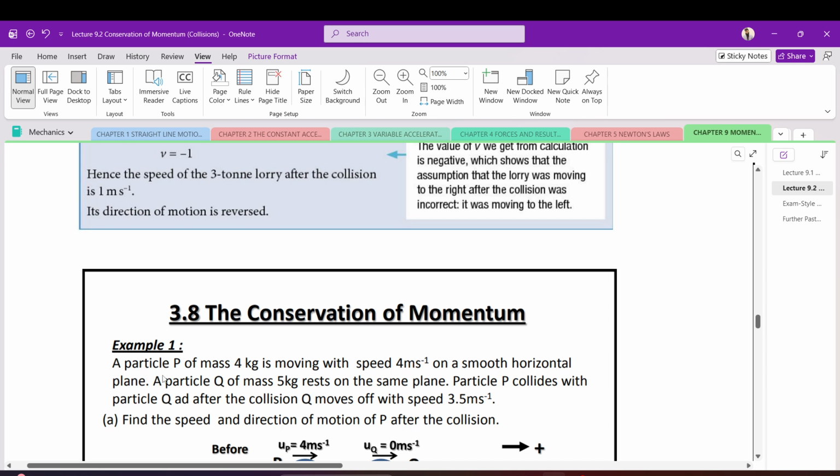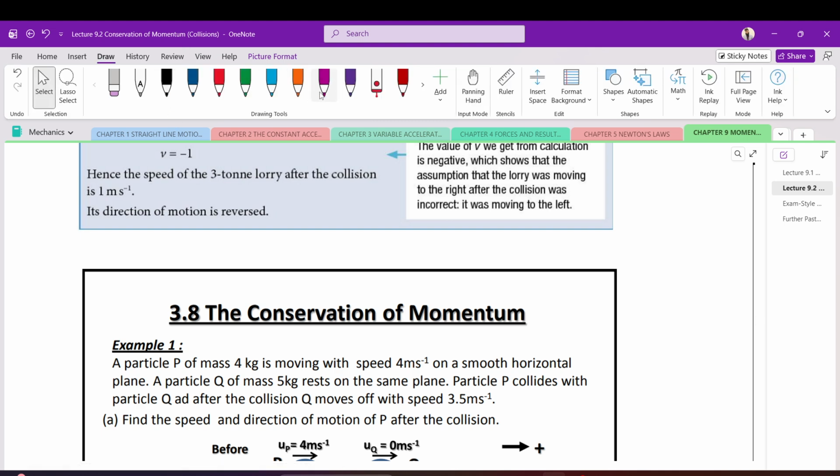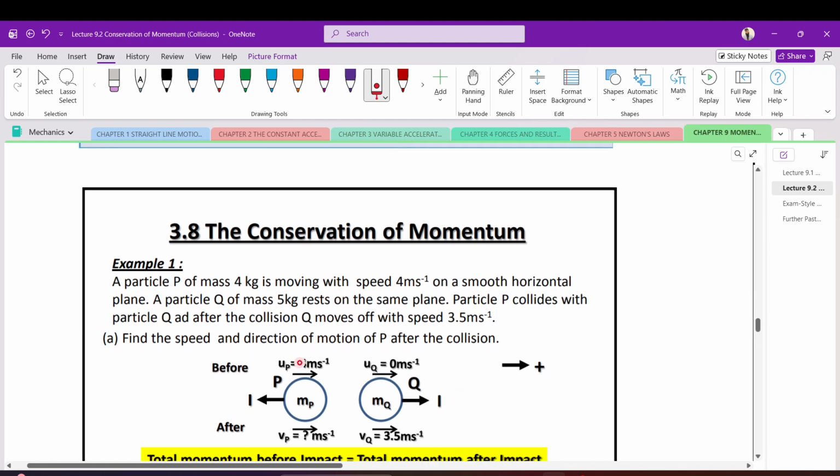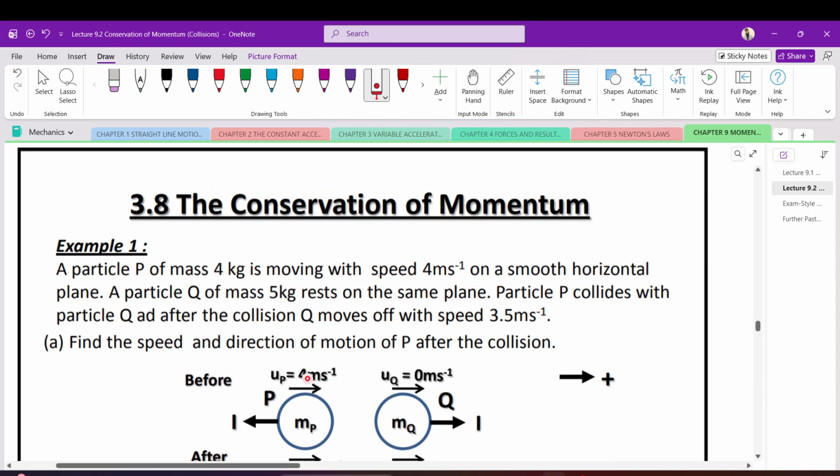Example 1: A particle P of mass 4 kg is moving with speed 4 meters per second on a smooth horizontal plane. A particle Q of mass 5 kg rests on the same plane. Rests means that its initial velocity is 0. Particle P collides with particle Q and after the collision, Q moves off with speed 3.5 meters per second. So this is the situation that we have right now.